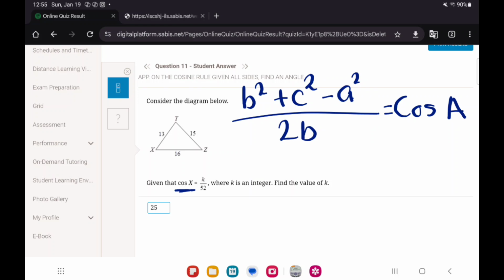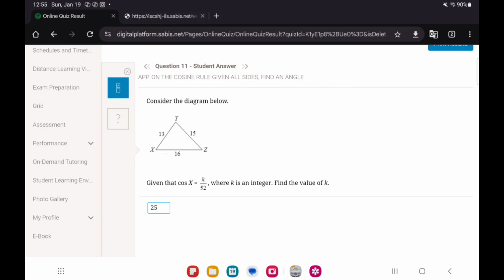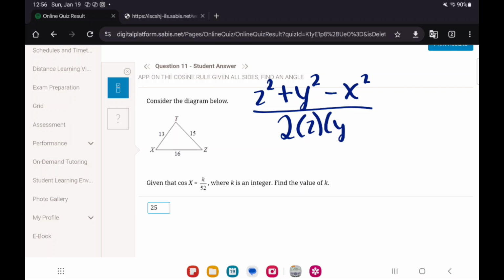It's just different variables. So pick a side other than the opposite of x, because that will always be the minus. Let me write the equation with x, y, z, because it will make it way easier. So small z squared plus y squared minus x squared over 2zy equals cosine of x.